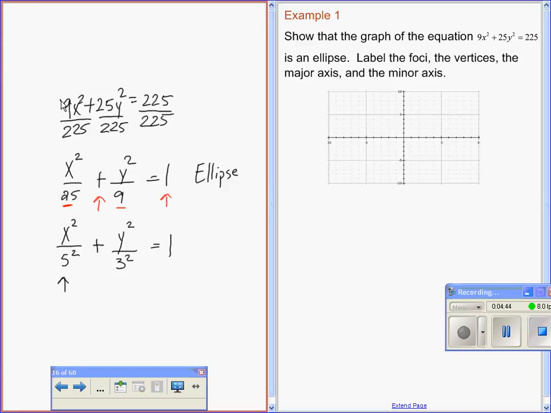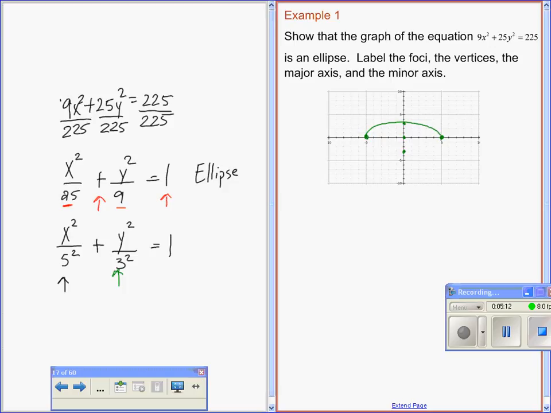Okay, so our major axis is going to go 5 each way. All right, so we start with the center at 0. If I move over to 5, that's going to be one vertex, and -5, that's the second vertex. And on the minor axis, I use this 3 here, and so I'm going to move up 3 and down 3. Okay? And so my ellipse is going to look something like this. Okay, there's my ellipse. And now I need to label my foci.